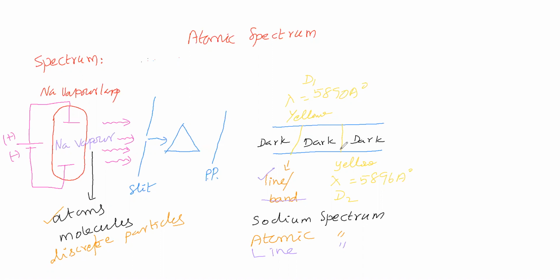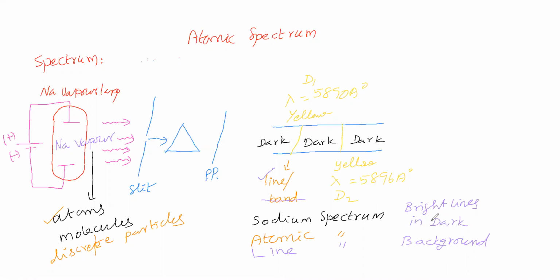So shall we say that this spectrum is bright lines in dark background? This spectrum is coming under this category: bright lines in dark background. Shall we say it like this? Do you accept this point? So you are saying that this spectrum we can say as bright lines in dark background.